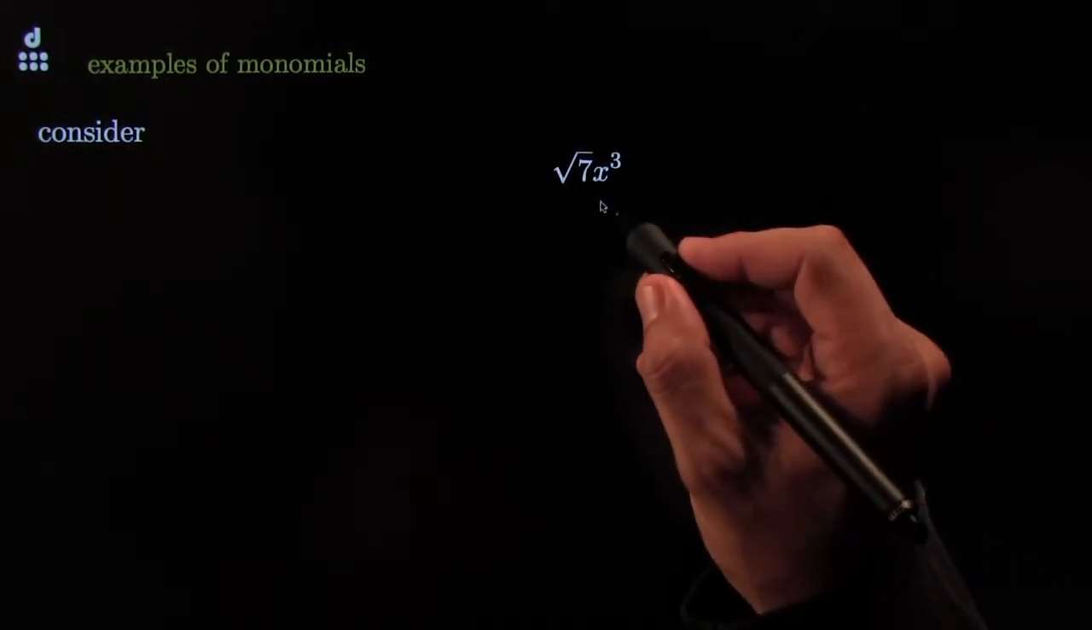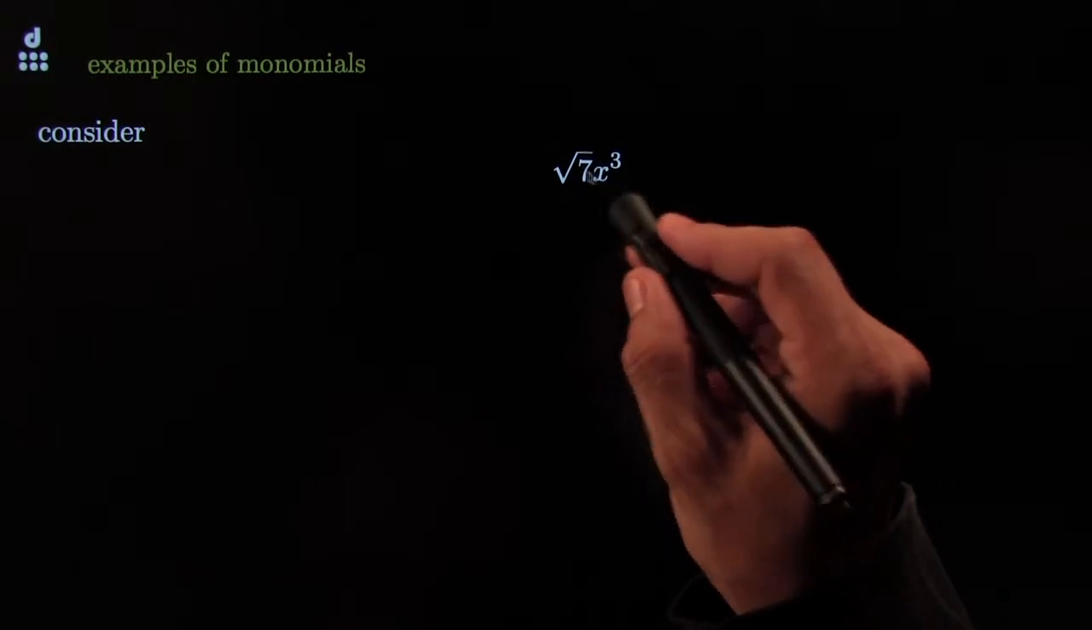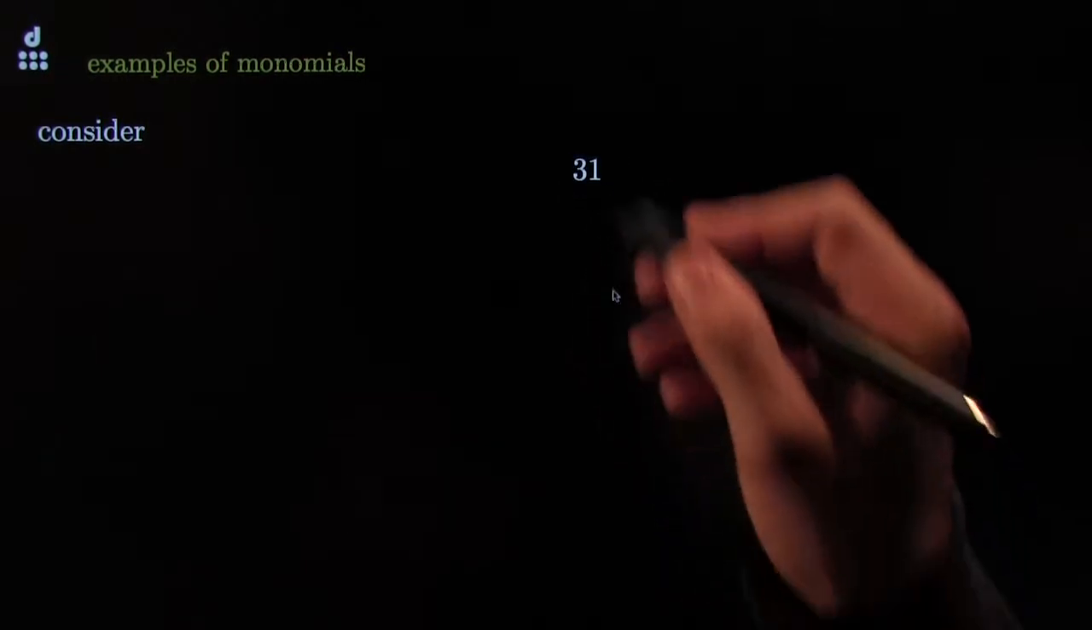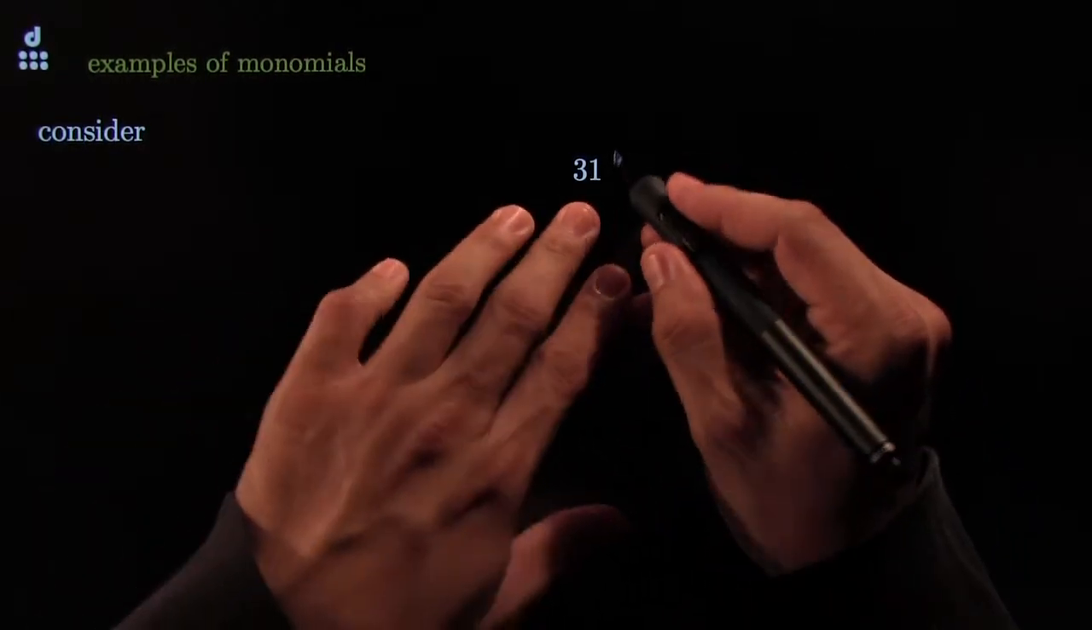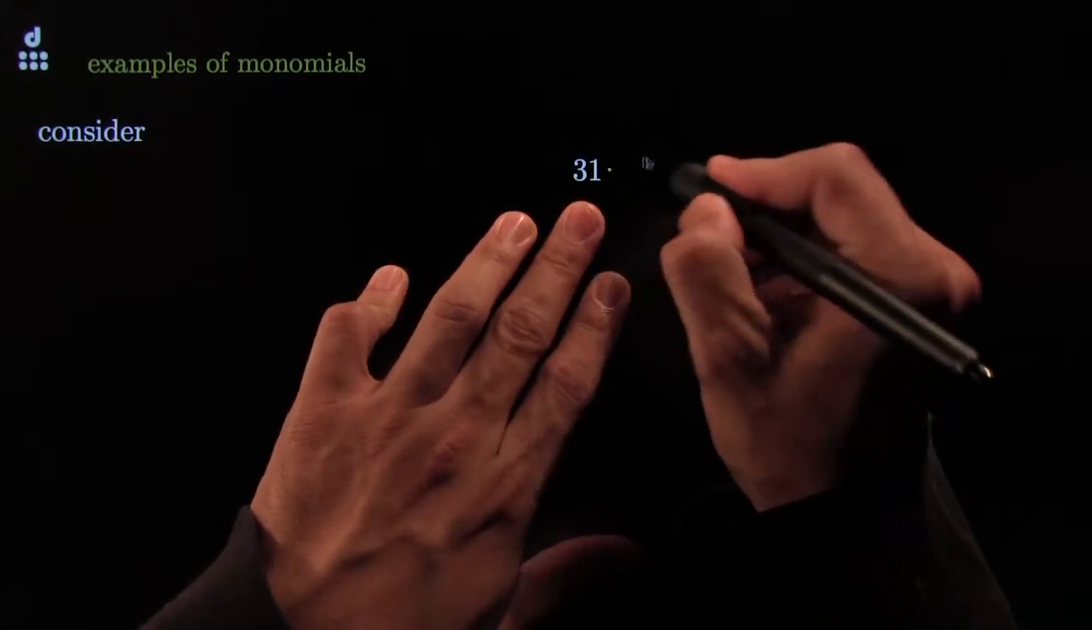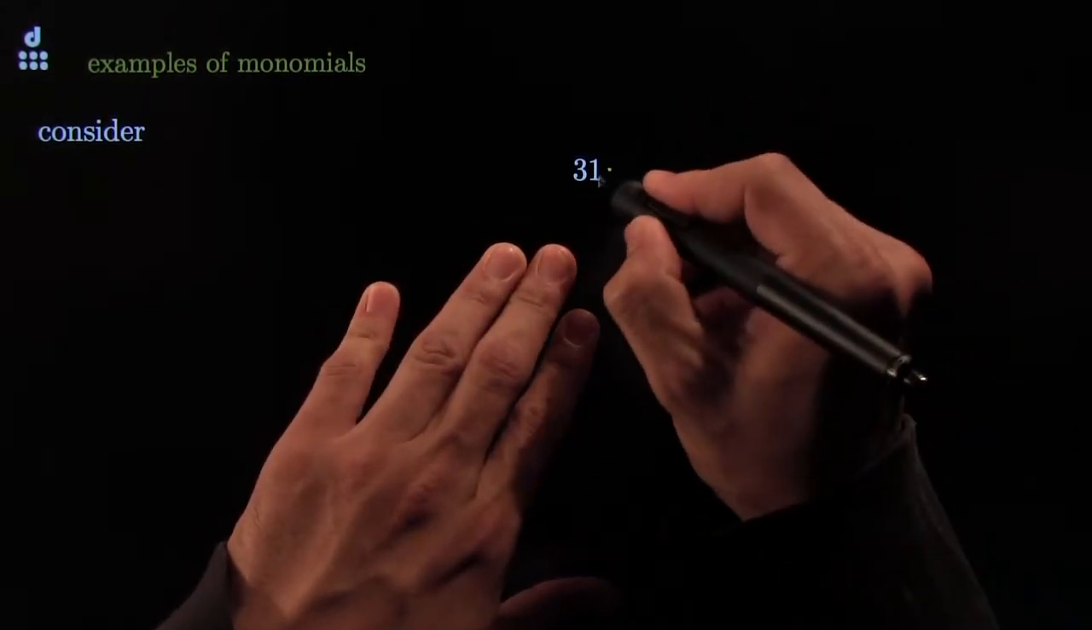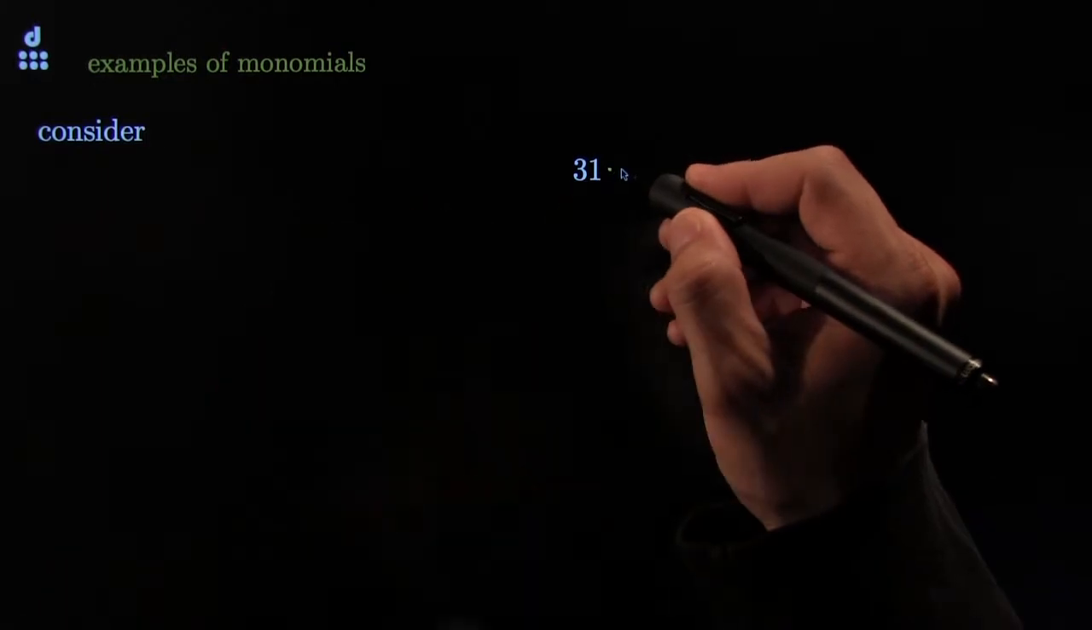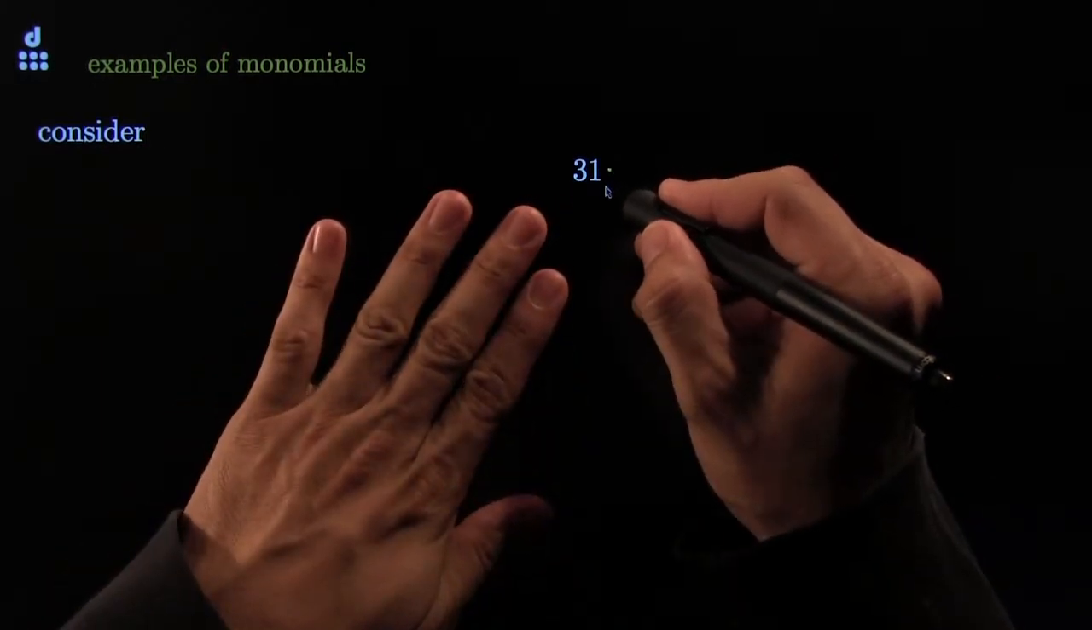Another perfect example of a monomial. The coefficient is square root of 7. The degree is 3. This one may not look like a monomial, but it is. We say that this is degree 0. The coefficient is 31. We call it a constant monomial, and it's perfectly fine.